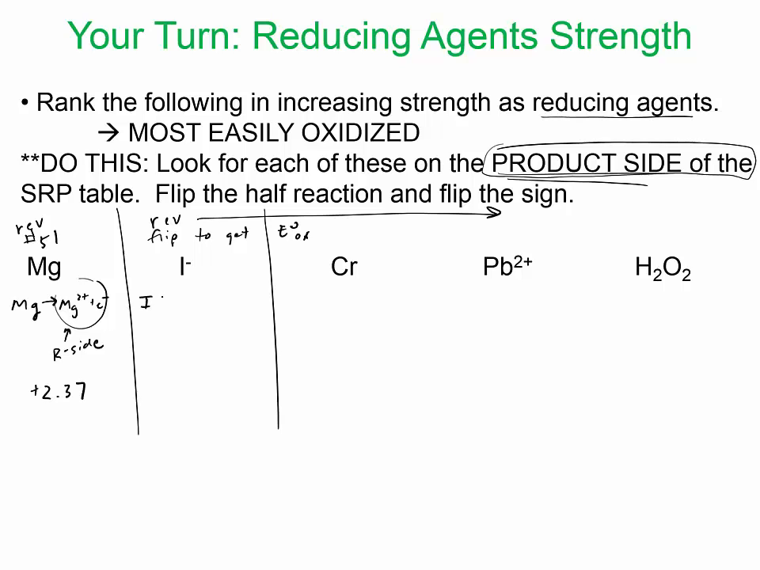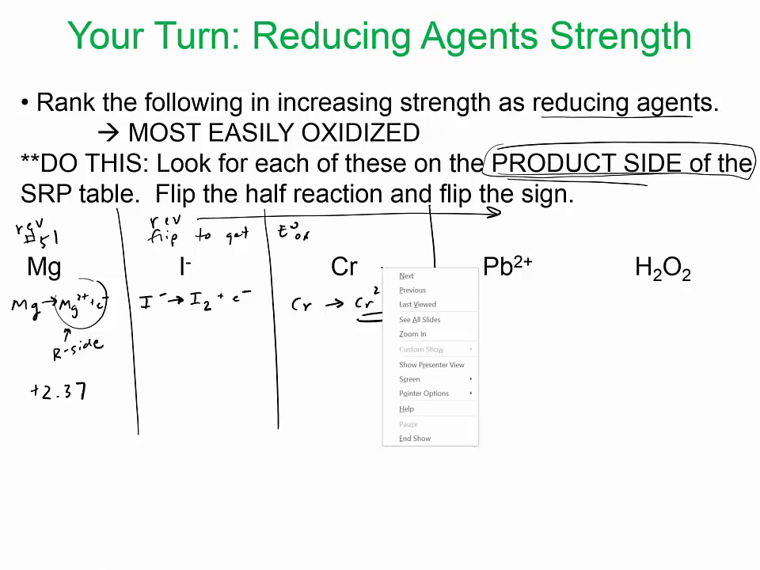Remember to write these out. So we're looking at I- being oxidized to I2 plus some electrons, or chromium being oxidized to, I think, Cr2+. We're going to look for those on the reactant side and then flip the sign. See what you can come up with on this one. That's the end of our tutorial.